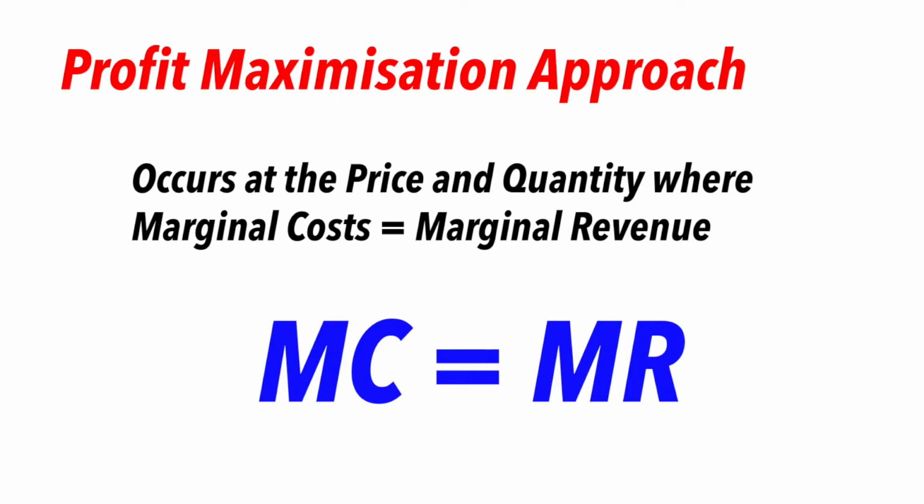This is a very important concept because it applies to all the other market structures, for example, perfect competition, oligopoly, monopolistic competition, and so on. Again, profit maximization occurs when a firm sells at a price where MC equals MR.